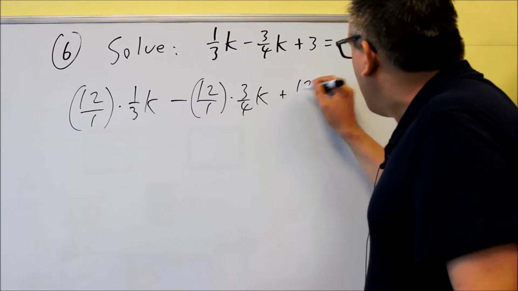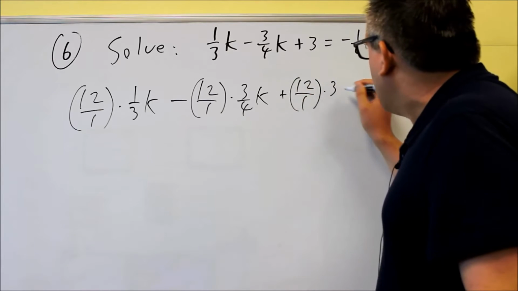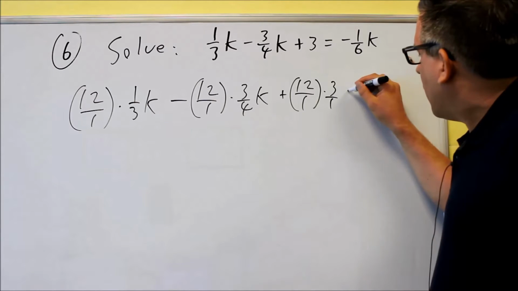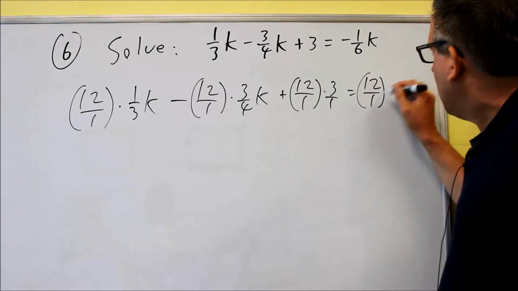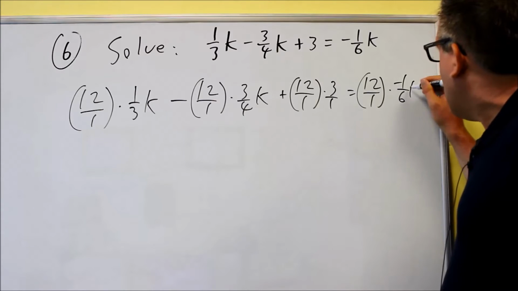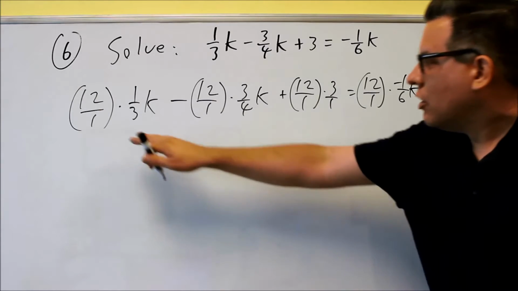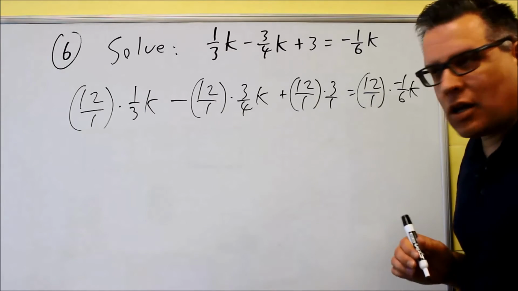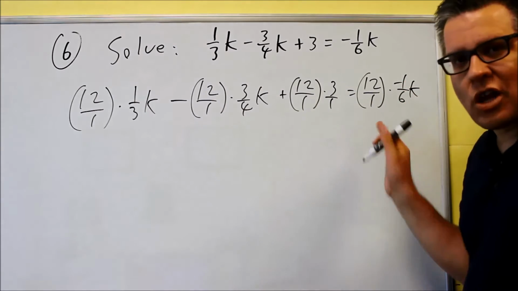Then I'm going to put a 12 over 1 over here times 3, and I'll write that as 3 over 1 to make it easier for multiplying. And then I have 12 over 1 times negative 1/6 k on the end. So I've just written 12 over 1 next to each thing. I didn't do anything mathematically. This is just for setup only.